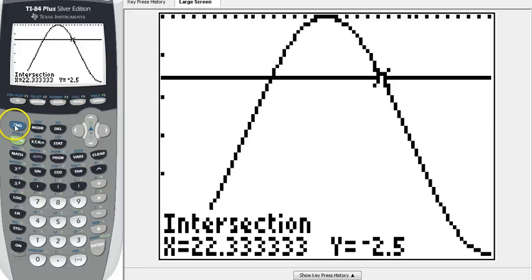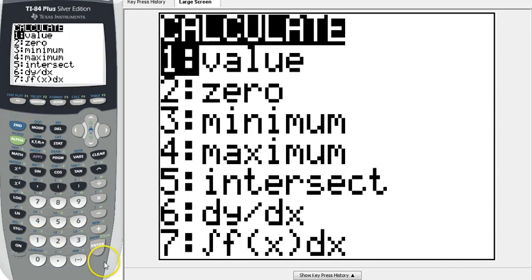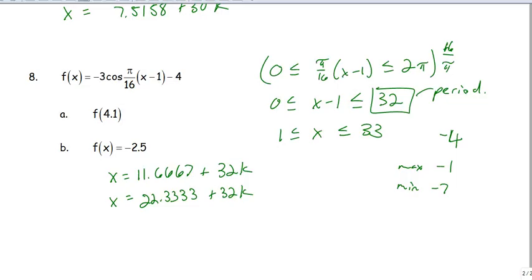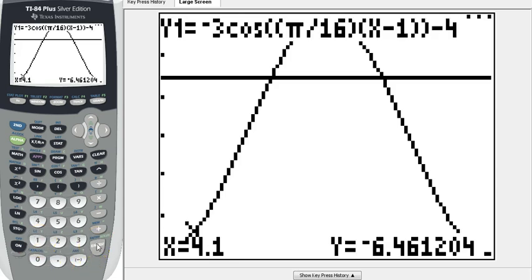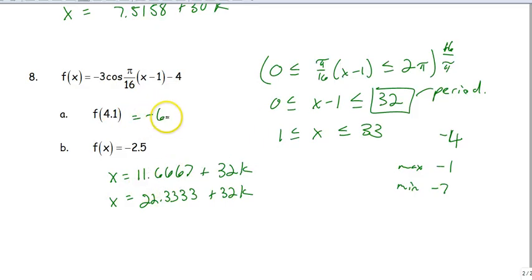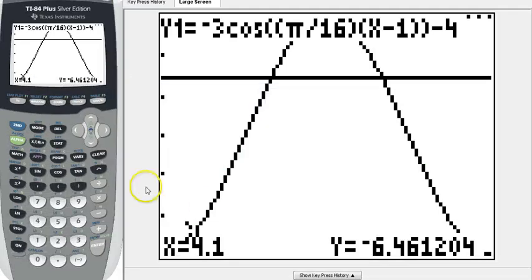I believe 4.1 is in our range here, or our domain, I should say. So I'm going to just do second calc, or second trace, and then 1, and I want to find it at a value of 4.1. So when x is 4.1, you get negative 6.4612. Okay, now again, that won't work if you're not in your window.